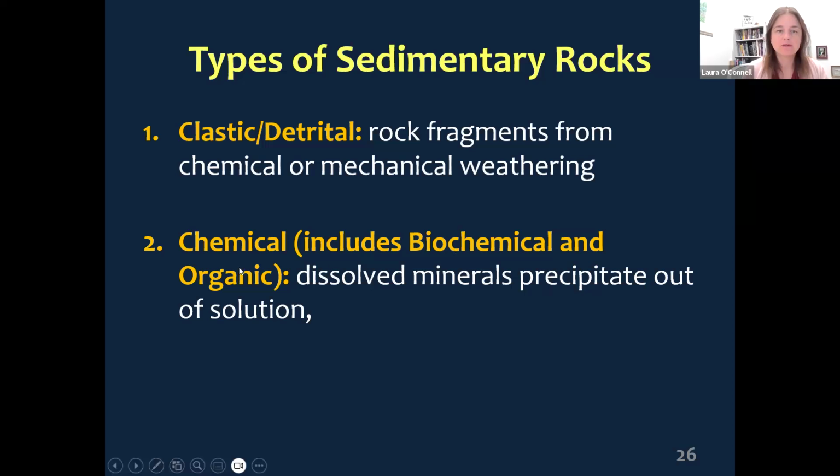Chemical includes biochemical and organic. So these are when dissolved minerals precipitate out of a solution. That sounds boring, but it can also be when dissolved minerals are used by a clam to make a shell or a coral. So lots of fossils are actually created in that way.